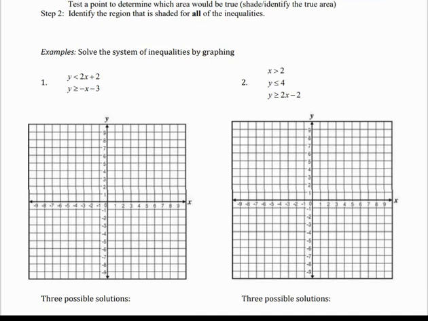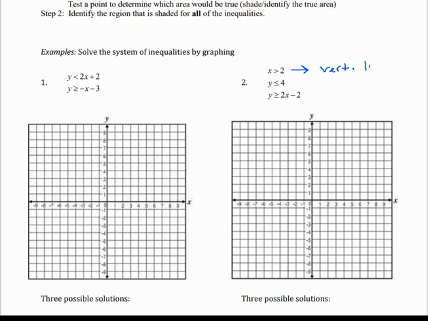So if we look at number 2, we actually have 3 inequalities. So the first one, when we just have an x, remember when it's just an x, that's going to be a vertical line. So I'll use blue for that one. I go to where x is 2, here it is. And since it's a greater than symbol, I'm just going to have a dashed vertical line through where x is 2.